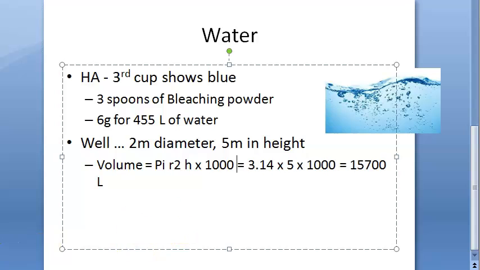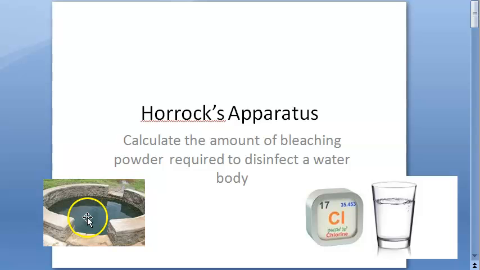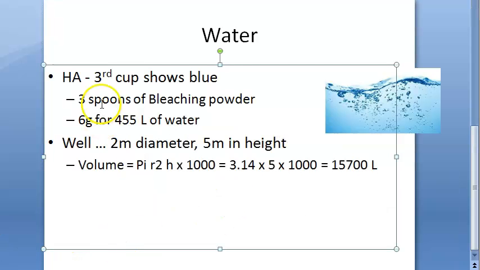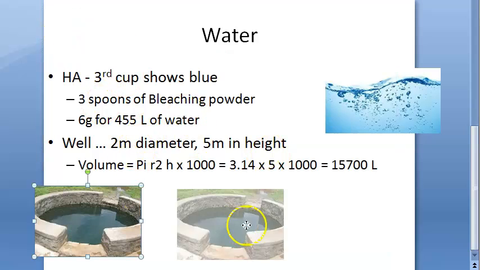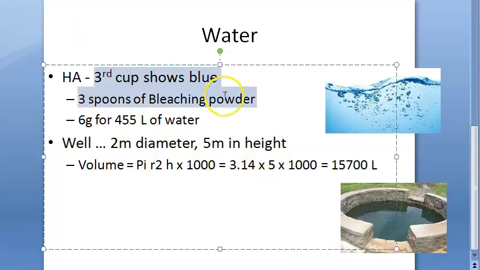Did you understand this? Is it clear? If you have understood this, then we will move forward. Basically we are trying to disinfect a well. We came to know the volume of the well, and we came to know that the Horrocks apparatus indicates the third cup shows blue. So you will have to add 6 grams for 455 liters of water. In the well there are 15,700 liters of water. So what is the chlorine required? The required amount of bleaching powder will be like this.